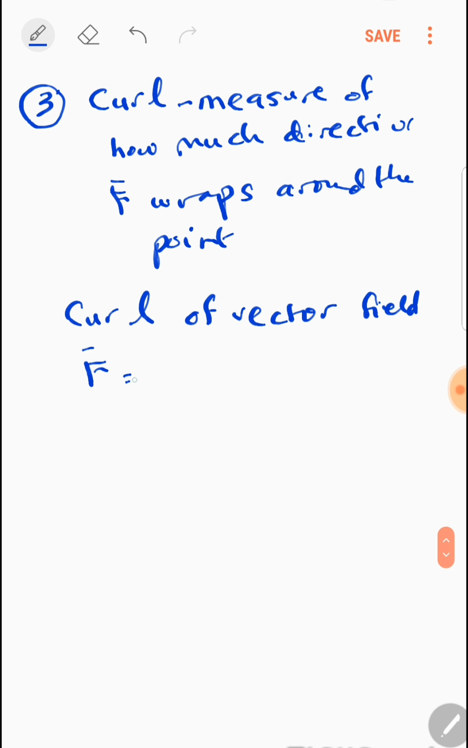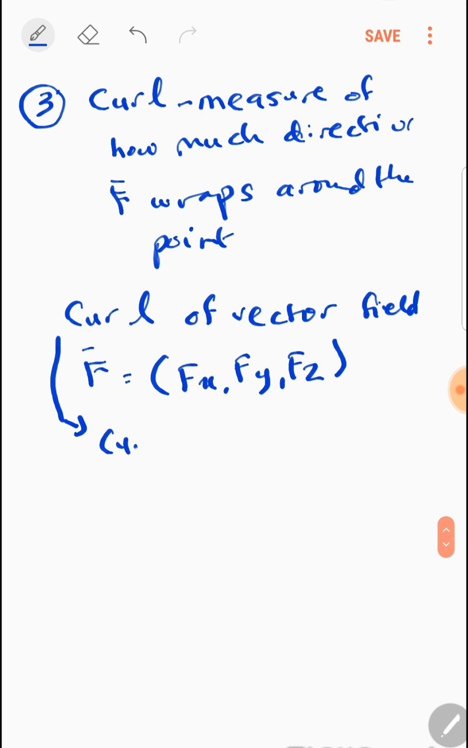Alright, and this f is given by its x component, y component, z component. I'm just going to write it as that. So there again comes the formula. The curl of f is actually our gradient cross f bar. Alright, so this is a cross product, unlike the one earlier, where you saw a dot product.